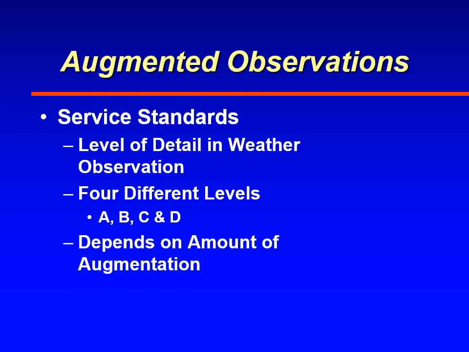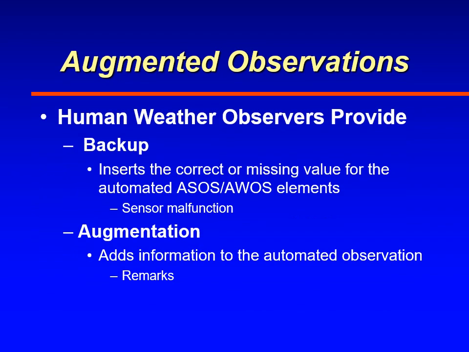So what that means is at level A, they can provide a lot of information, and at level C, that's the first level of augmentation, and there is just a little bit of backup and augmentation there. And then at level D, there is nothing at all, just the automated weather machine doing its thing.